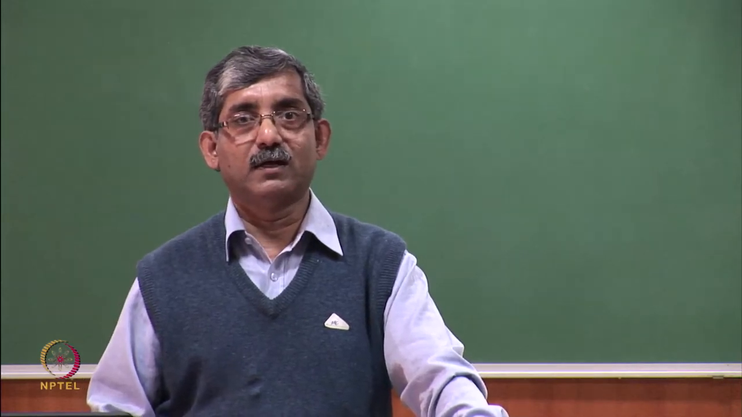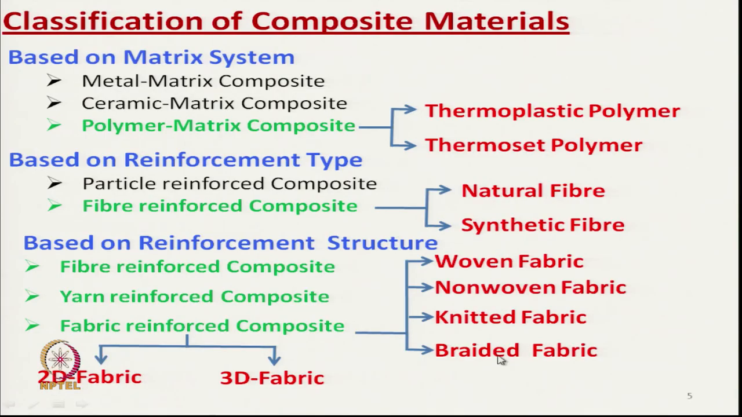Fabric reinforced composites are again subdivided depending on the type of structure, like woven fabric, non-woven fabric, knitted fabric and braided fabric. So, we can manufacture composite from all these types of fabrics. And the woven fabrics can be again subdivided based on the dimension. If it is 2D fabric, two dimensional fabric, the composite made of it is a 2D composite, 2D fabric composite.